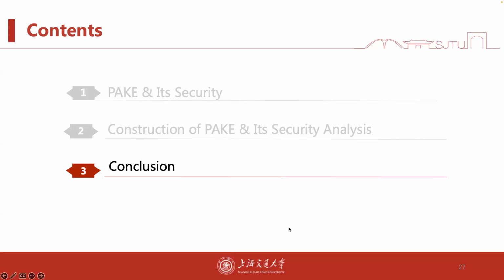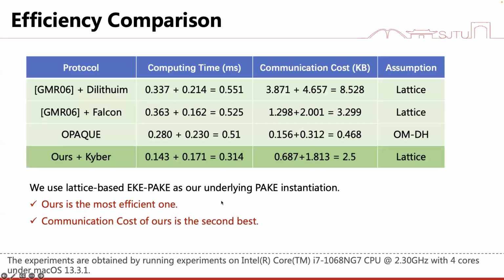At last, we compare our work with some related work and give some future directions. We compare our compiler with the signature-based compiler using the same EKE-based PAK from lattice. As shown in the table, our compiler has better efficiency than the signature-based compiler from lattice-based assumptions. And our APAC protocol is also comparable to the OPAC, but our APAC cannot resist pre-computation attacks.